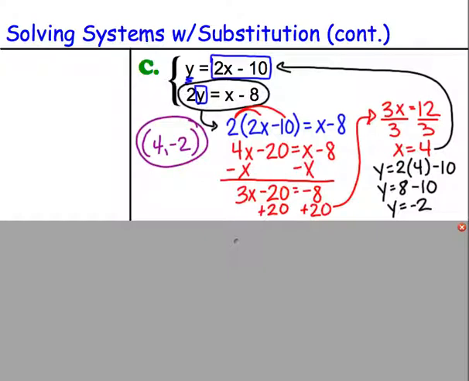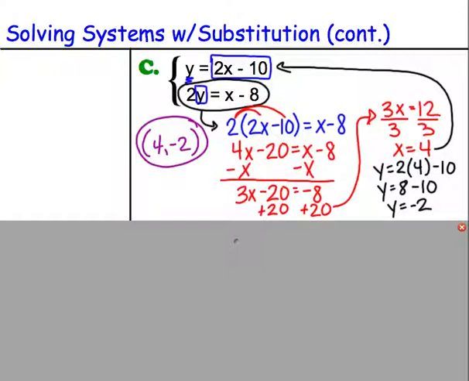Now if you go back in and check, I'm not going to write down the check, but we're going to verbally check it. We know that if we put in negative 2 here, we put 4 in, 4 times 2 is 8, 8 minus 10 is negative 2. In the second equation, if we take 2 times negative 2, that's negative 4. And then on the other side, if we take your x value of 4, 4 minus 8 does in fact equal negative 4. So everything does check out.